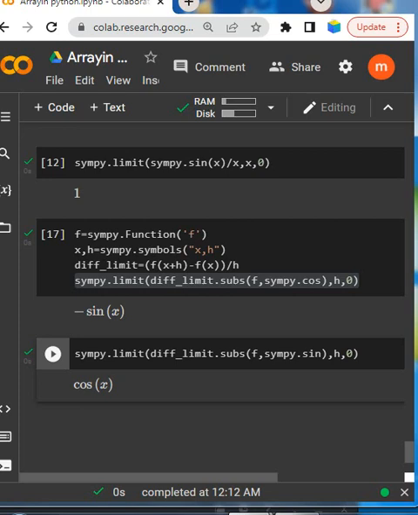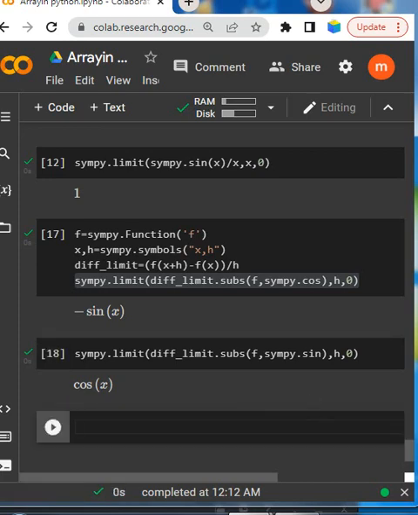Now sum and products. Sum and products can be symbolically represented using the SymPy classes sympy.Sum and sympy.Product. We can take an expression as the first argument, and as the second argument a tuple of the form (n, n1, n2), where n is a symbol, and n1 and n2 are the lower and upper limits.